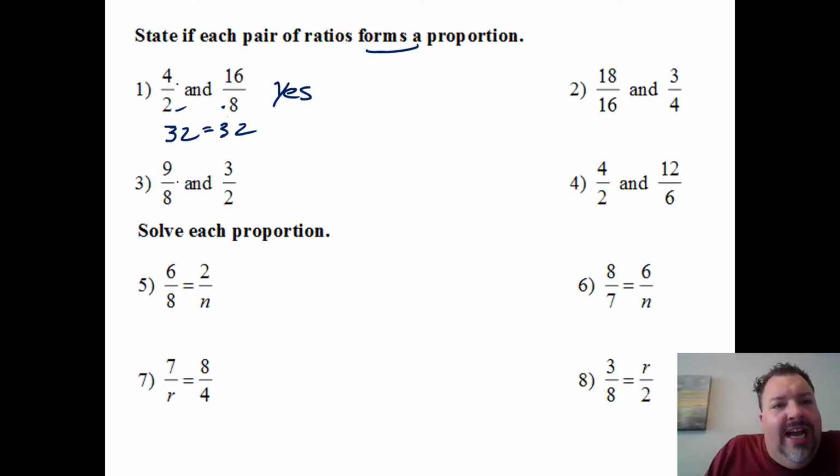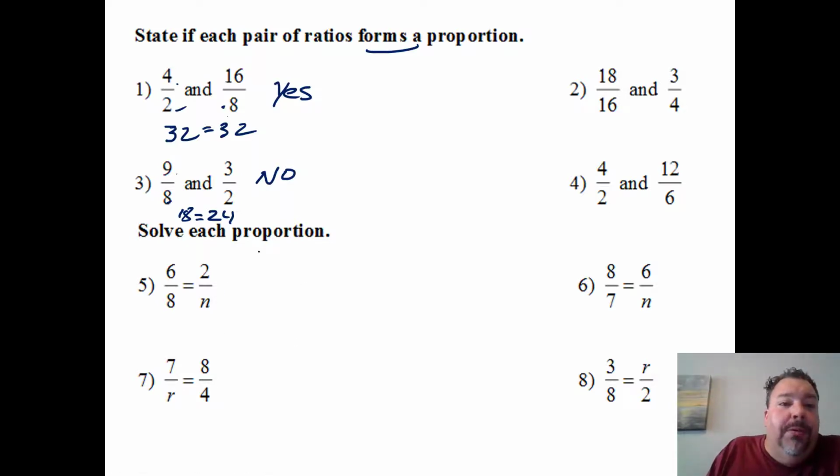For number 3, we have 9 over 8 and 3/2. Are these the same fraction? That's basically what we're asking. 9 times 2 is 18, and 8 times 3, that's 24. Here we don't get the same number, so no, those are not a true proportion. They're not the same fraction.